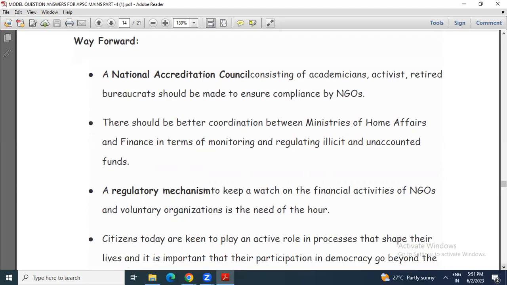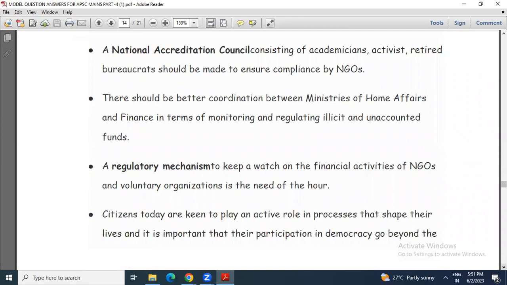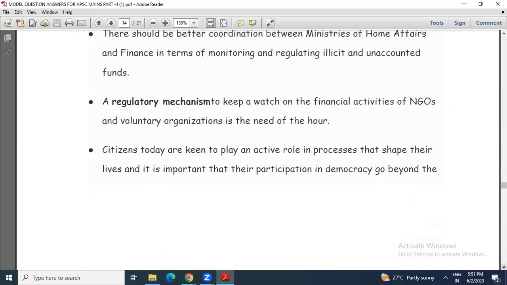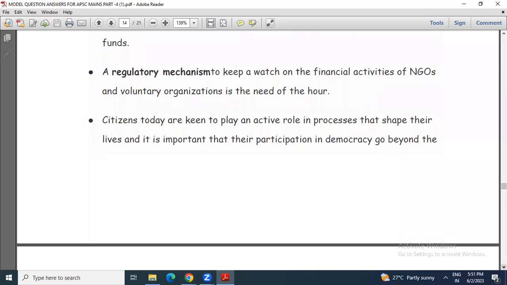Then there should be better coordination between the Ministry of Home Affairs and Finance in terms of monitoring and regulating illicit and unaccounted funds. Then a regulatory mechanism to keep a watch on the financial activities of NGOs and voluntary organizations is the need of the hour, because without regulation, some kind of black to white conversion, or some invisible kind of funds, will continuously happen. So we need a regulatory mechanism.